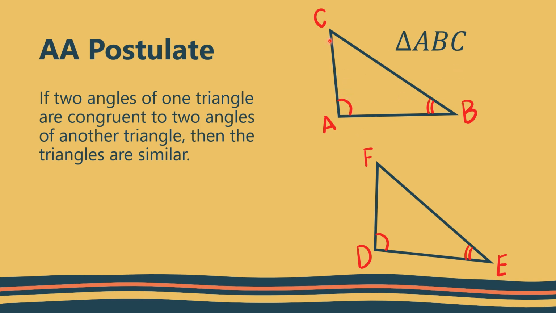Whenever we named our first triangle, we said ABC, so that's the angle with one tick mark first, then the angle with two tick marks, and then the blank angle. So angle with one tick mark, angle with two tick marks, blank angle. That's how we're going to name the second one. So the name of the second triangle should be triangle DEF.